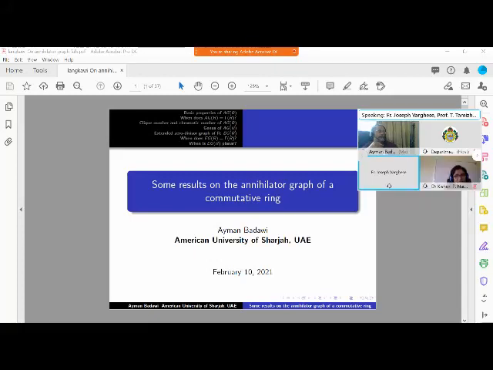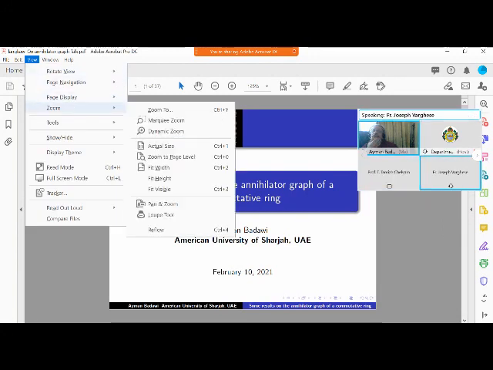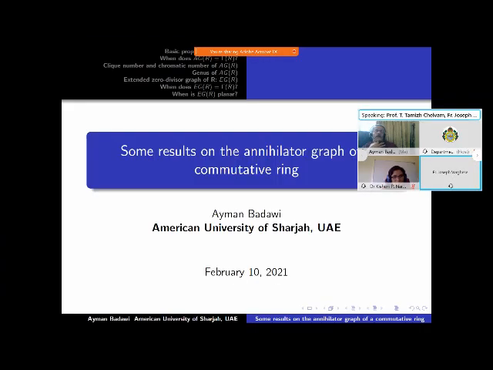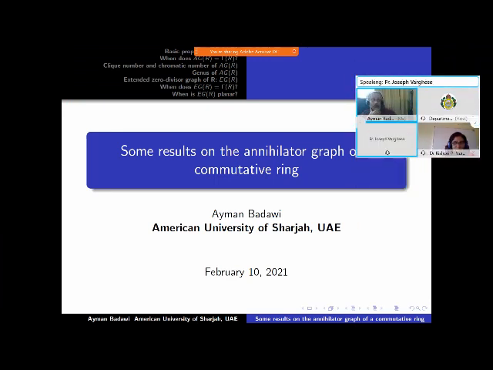You can go full screen view, if it is possible from your side. Go to the View menu, the third tab, and choose full screen. Press Control L. Yeah, perfect, it has come. Is it okay? Perfect. Okay, all right.